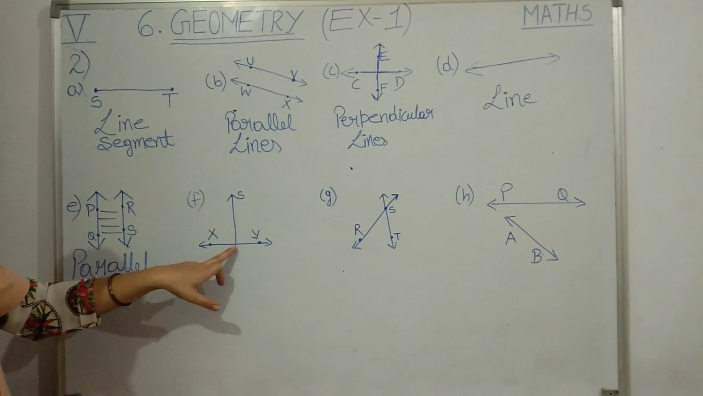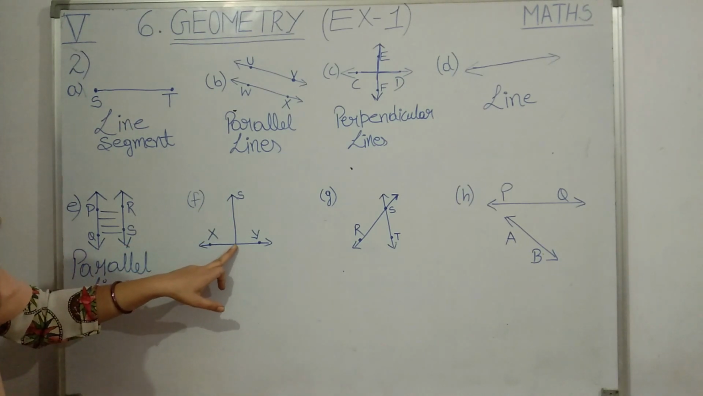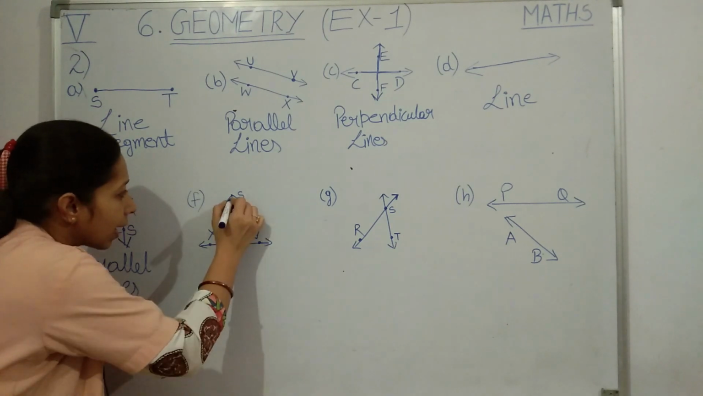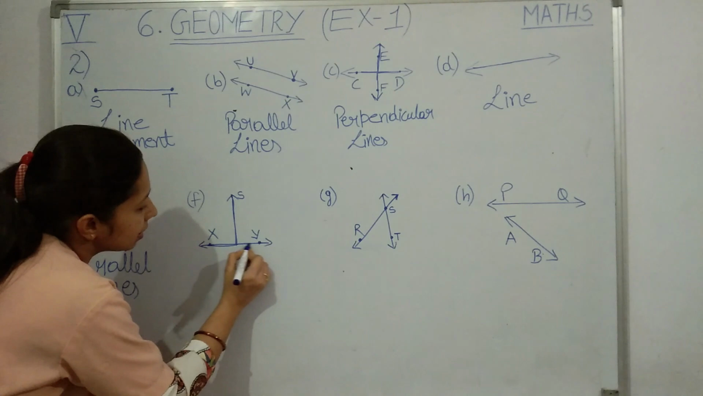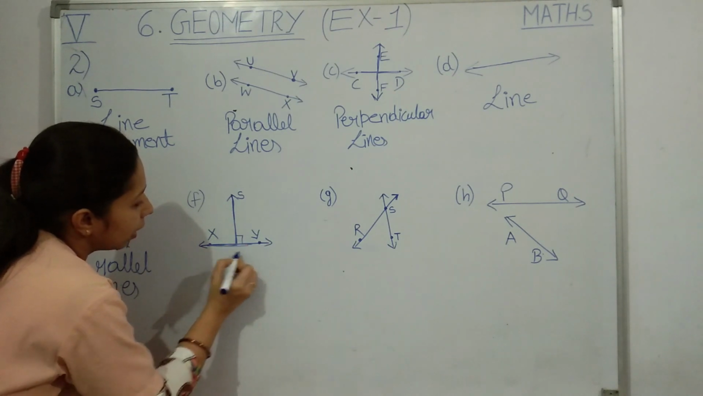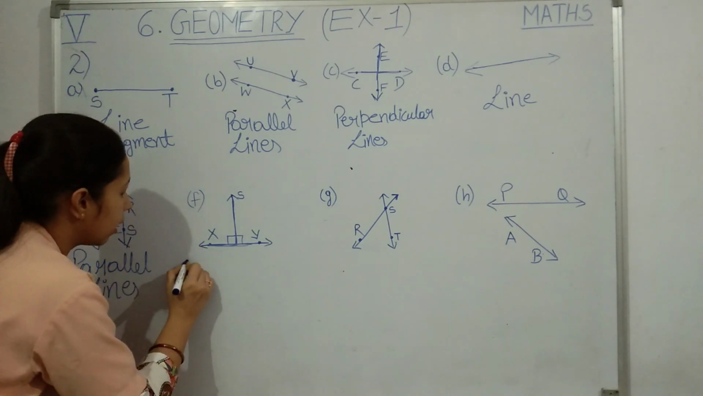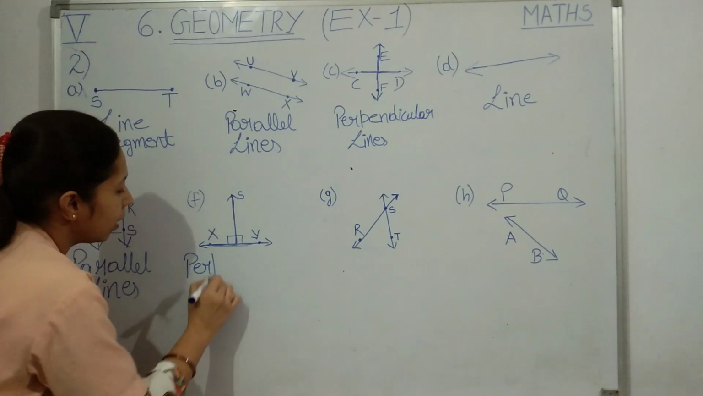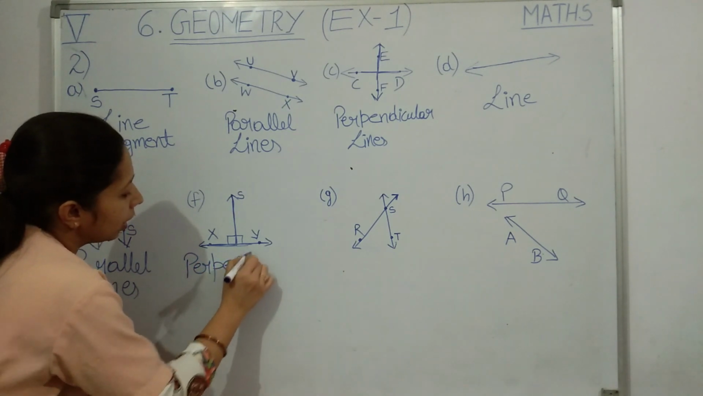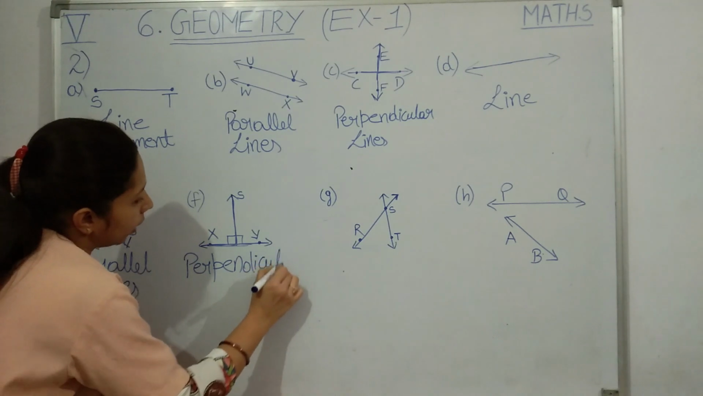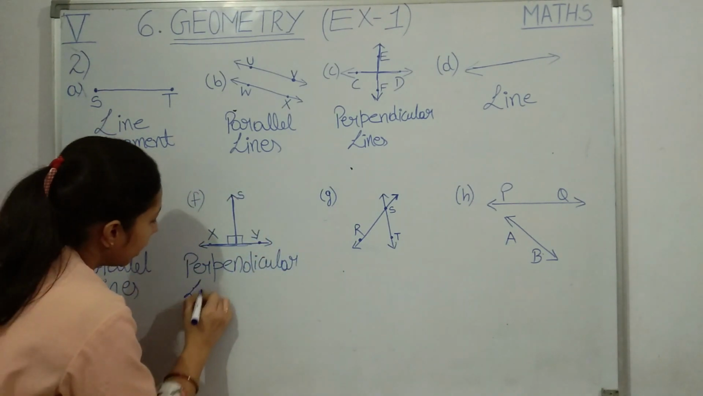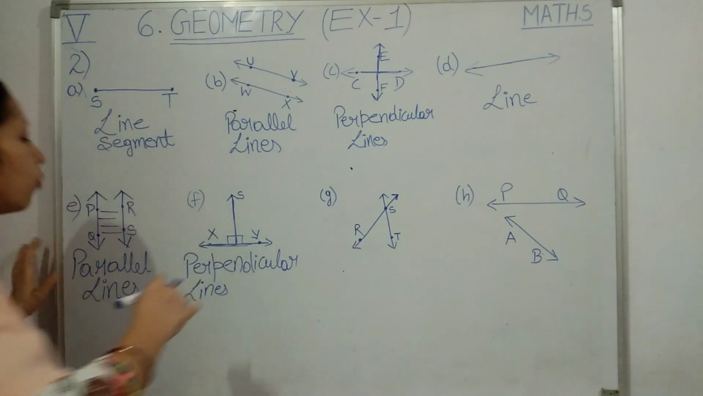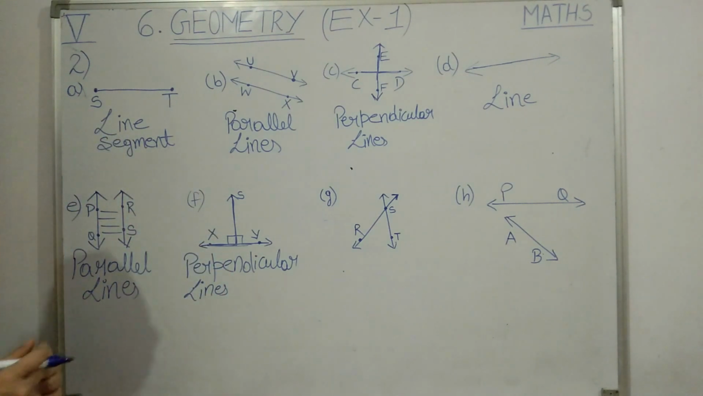Now let us see point number F. Again the lines are meeting each other at the same point, means they are crossing each other. Now students, again when these lines are intersecting each other, you can see right angles are forming, isn't it? Here we will get right angle, here we will get right angle. So again these are perpendicular lines. Okay, or you can also write it as intersecting lines, but here as right angle is formed, so we are going to show it as perpendicular lines.